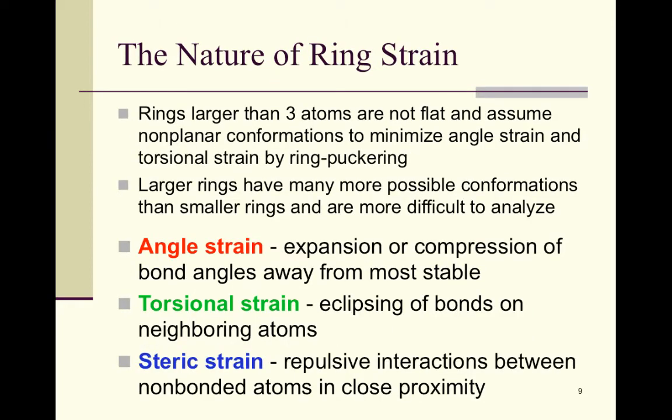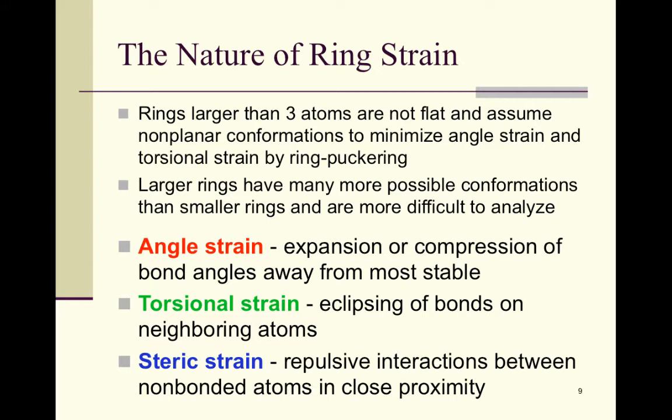So when we look at a molecule, what kind of ring strain are we looking at? We're looking at 3 different things. We have angle strain, torsional strain, and steric strain. Rings larger than 3 atoms aren't flat and assume a non-planar conformation to minimize angle strain and torsional strain by ring puckering. Larger rings may have more possible conformations than smaller rings and are more difficult to analyze.